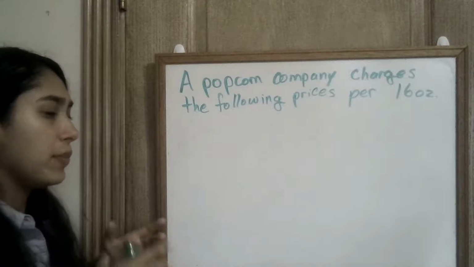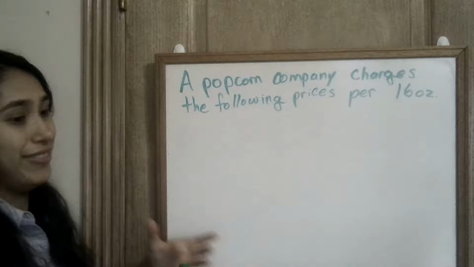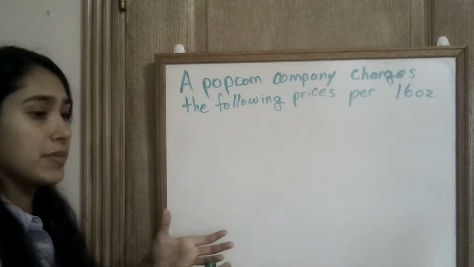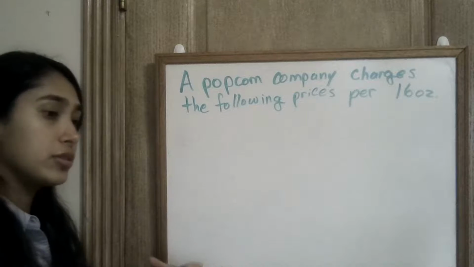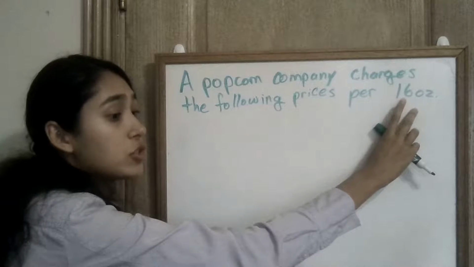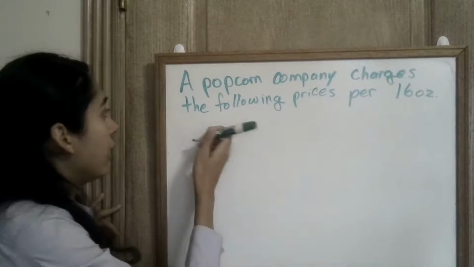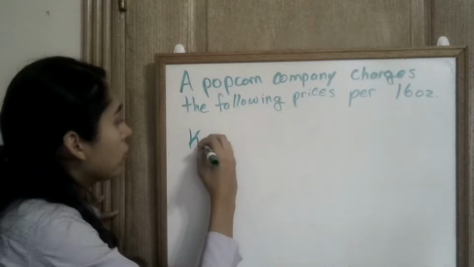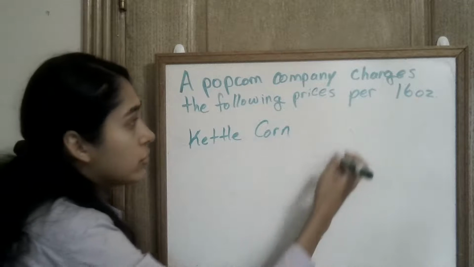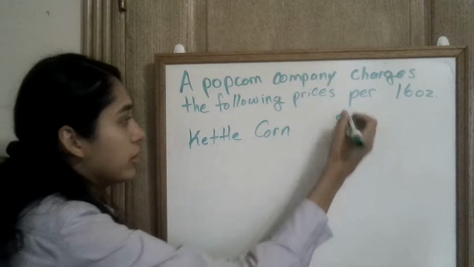Because I could have a cup of something, but if I let it dry out like cement, I have a cup of something, but it's just a different type of measurement, how much space it takes up versus the weight. So here, this is just talking about how much space it will take up. So let's say that they have a kettle corn option, and they charge, now this is gourmet, so that's why the prices are going to be a little bit high.